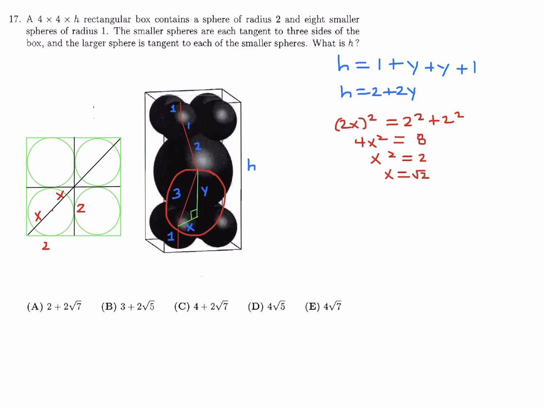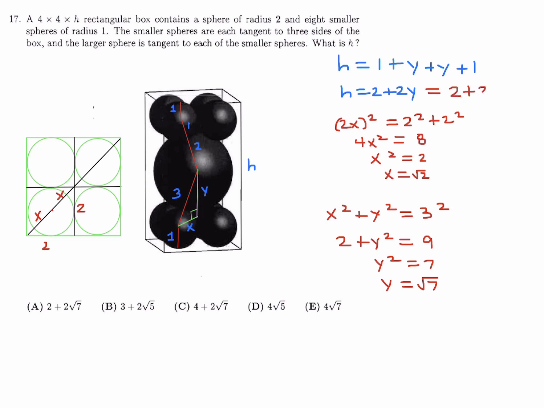Now I can go back and figure out Y. So X^2 plus Y^2 is equal to 3^2. X^2 is 2, Y^2 is what I'm trying to figure out, and that's 9. So Y^2 is 7, Y is root 7. Now I can go back and very quickly figure out what H is. It's 2 plus 2 root 7. And that's it. So number 17, the answer is A.